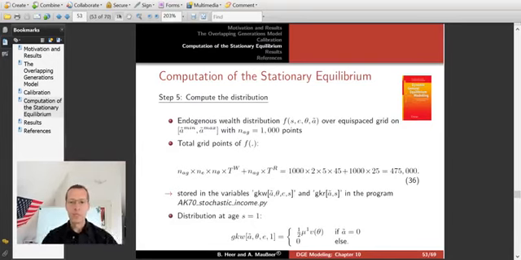Step 5, computation of the distribution function in stationary equilibrium. In this step, we compute the distribution of the assets, of individual wealth, at all ages s, all permanent productivities e, and all idiosyncratic stochastic productivities theta. We discretize the asset grid, the wealth grid, a min, a max, with 1000 points, and we had chosen a min and a max equal to 0 and 20 respectively.